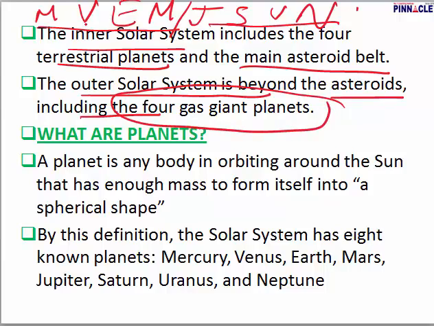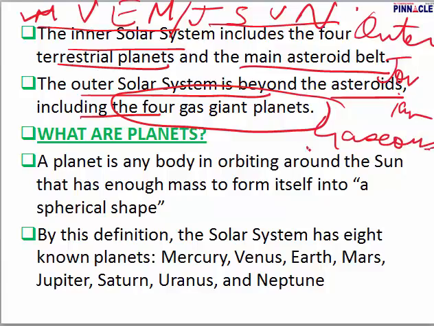Please remember this, I'll keep using this in my lecture. The 4 inner ones are inner planets or terrestrial planets. The outer ones are outer planets or Jovian planets or gaseous planets. They are made up completely of gas. So, gaseous planets. What exactly is a planet?